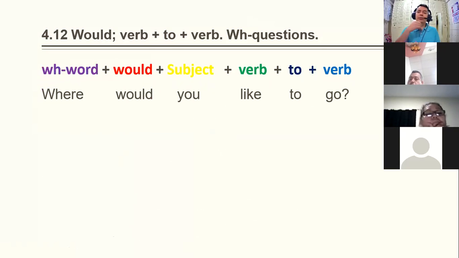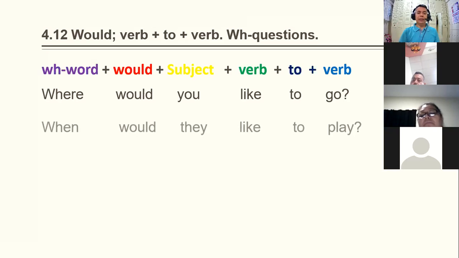In December, oops, vacation, Christmas. We wish you a Merry Christmas. I would like to go to Canada or to Mexico, right? Where would you like to go? I would like to go to Mexico. Oh, I love to go to Mexico, right?